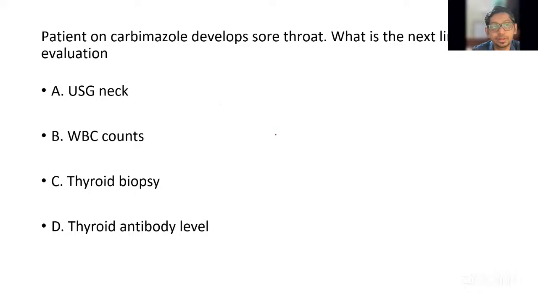Okay. Patient on carbimazole develops sore throat. What is the next line of evaluation? So they have given you options: ultrasound of the neck, WBC counts, thyroid biopsy, or a thyroid antibody level. So this is basically talking about a patient who's on an antithyroid drug and developed sore throat. So the correct answer here is you would do a WBC count.